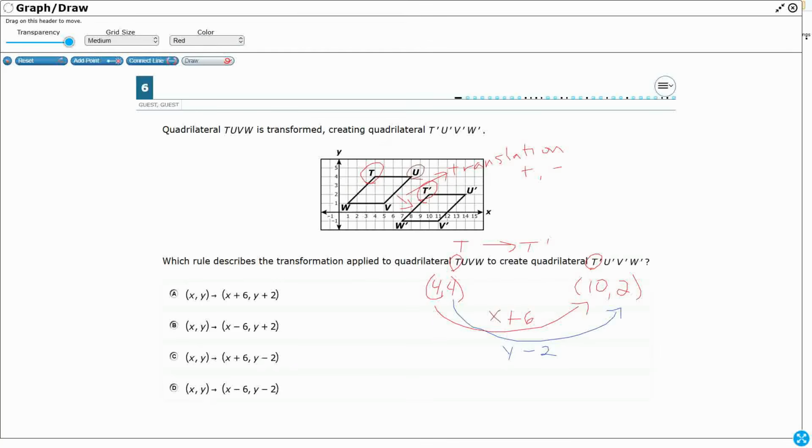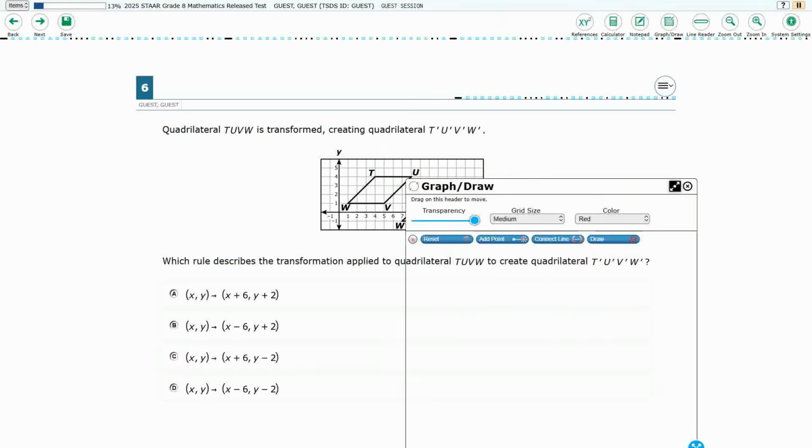Let's do the u's. U and u prime. So what is my u? 8 and 4. I'm going to do it like this, since I already think I know what it is. Let me get my u prime, which is 14 and 2. Can I do an x plus 6? 8 plus 6 makes 14, yes. Can I get a 4 minus 2? Yeah, 4 minus 2 equals 2. All right, so it's x plus 6, y minus 2. So our answer here is C.